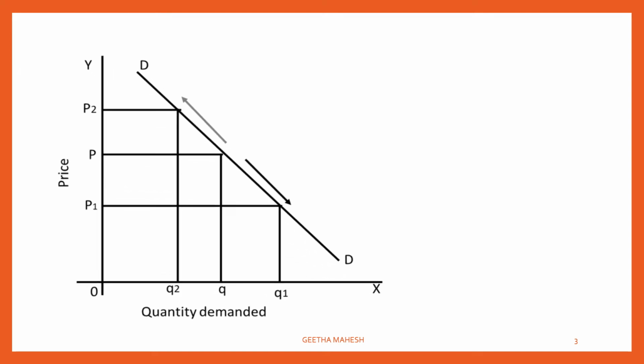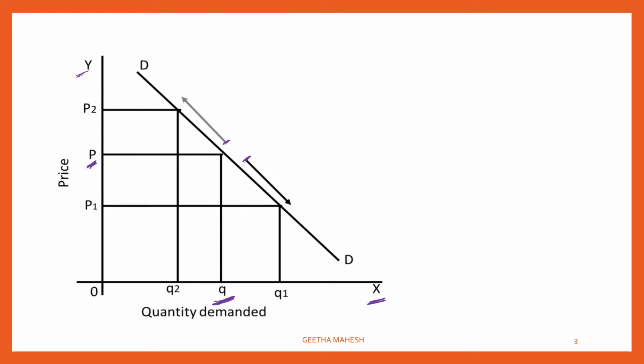Dear students, let us understand movement along the demand curve with the help of a diagram. You can see in the diagram, on the x-axis quantity demanded and on the y-axis price is measured. You can see two arrow marks, one moving upward, another one downward. If we move up or down the demand curve, this we call movement along the demand curve. Let us assume the price of the product is P and the quantity demanded at price P is Q.